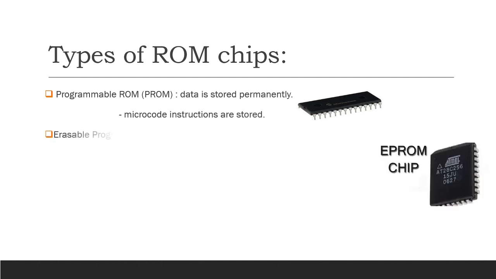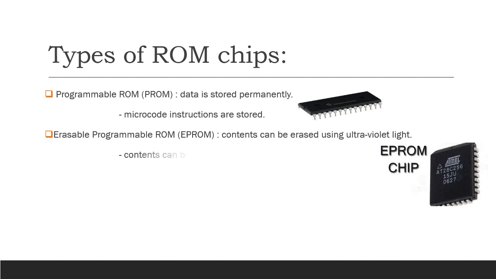Now, next is Erasable Programmable ROM, EPROM. The contents inside this can be erased and can be added again, reprogrammed. And this erasing is performed using ultraviolet light. Once the contents are erased, these can be added again. So, EPROM uses ultraviolet light for erasing the content.